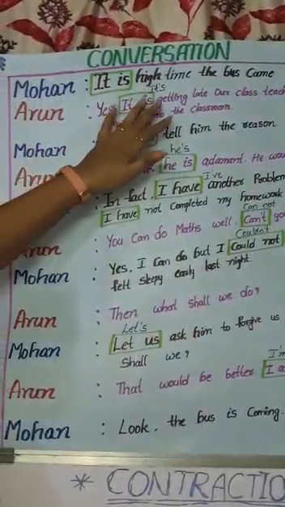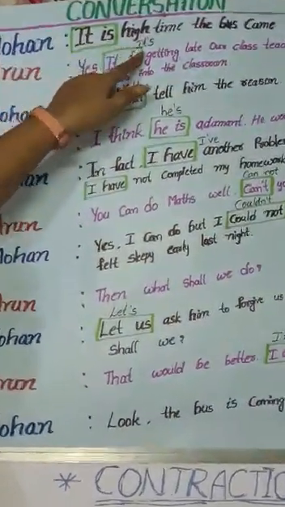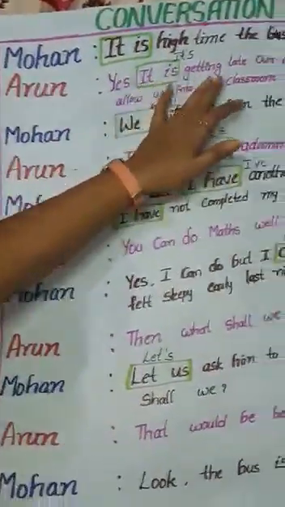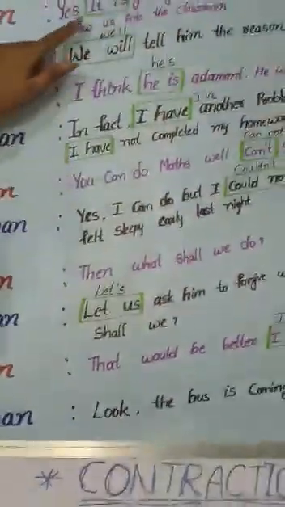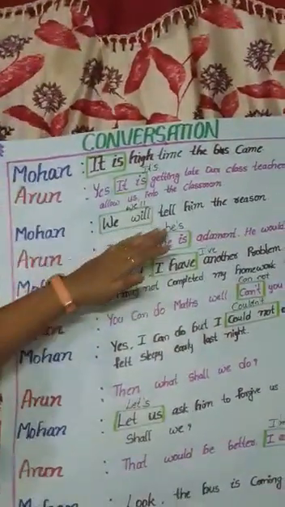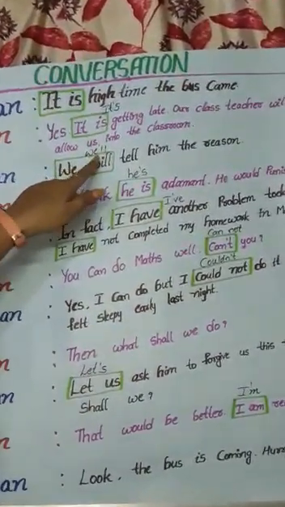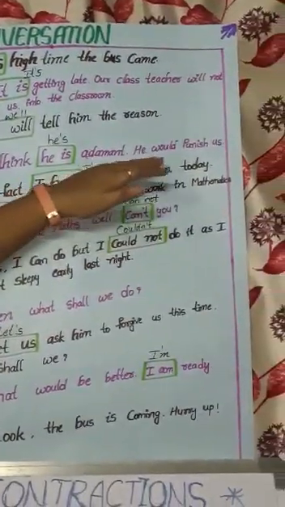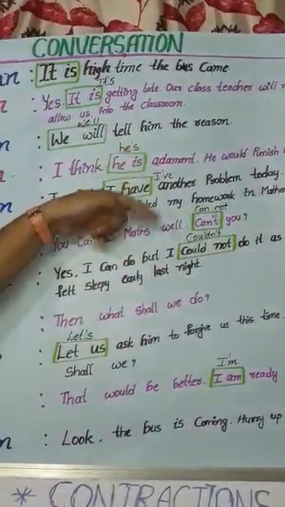Mohan: It is high time the bus came. So in the place of it is, we can replace it with it's. Arun: Yes, it is getting late. Our class teacher will not allow us into the classroom. In the place of it is, we can replace it with it's. Mohan: We will tell him the reason. So in the place of we will, we can replace it with we'll. Arun: I think he is adamant. He would punish us. In the place of he is, we can replace it with he's.